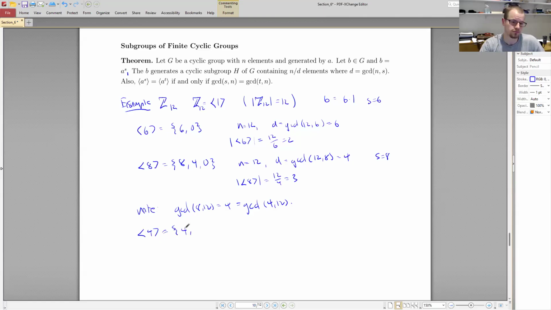So 4 plus 4 is 8. 8 plus 4 is 12. 12 mod 12 is 0, bringing us back to the beginning. Add 4, we get that. So indeed, it is the same. So we see that the group generated by 4 is the same group that's generated by 8. Excellent.